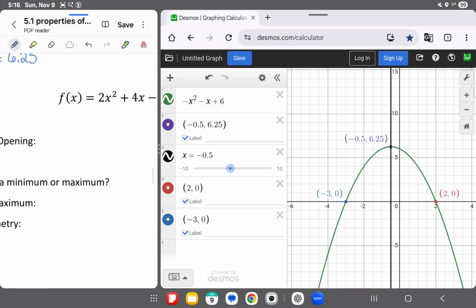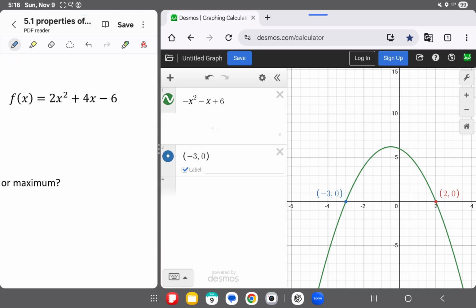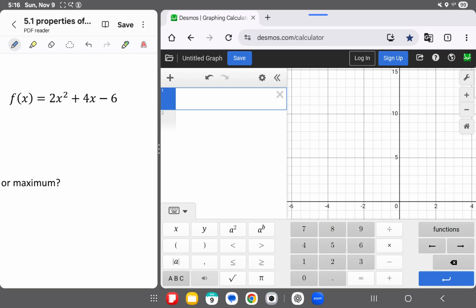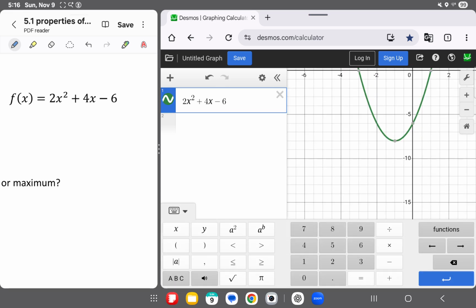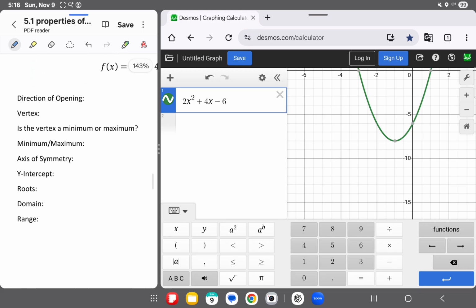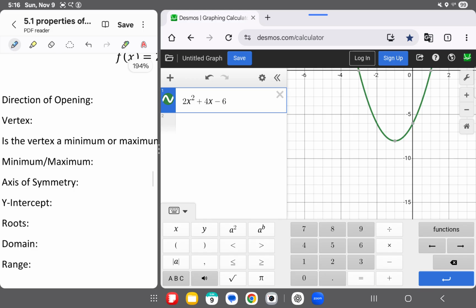So let's go ahead and look at another function. This one is also in standard form. So we have 2x squared plus 4x minus 6. And so we are going to look first at our direction of opening. So we are opening up this time again.